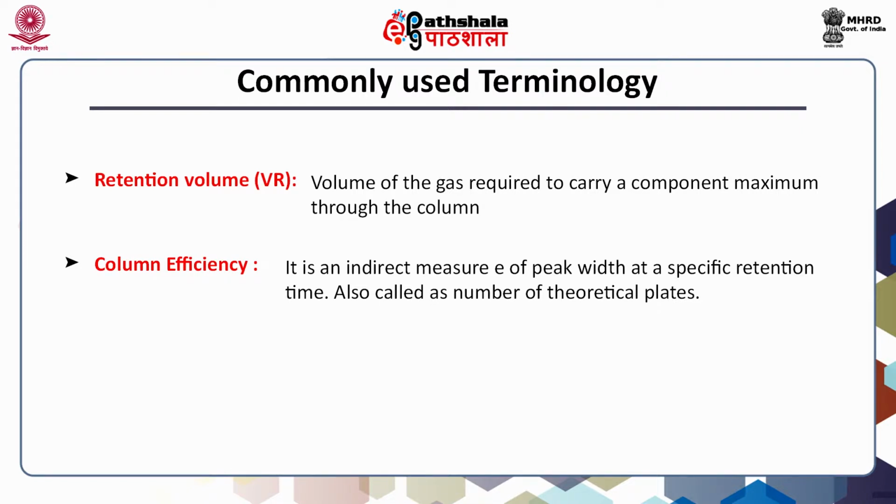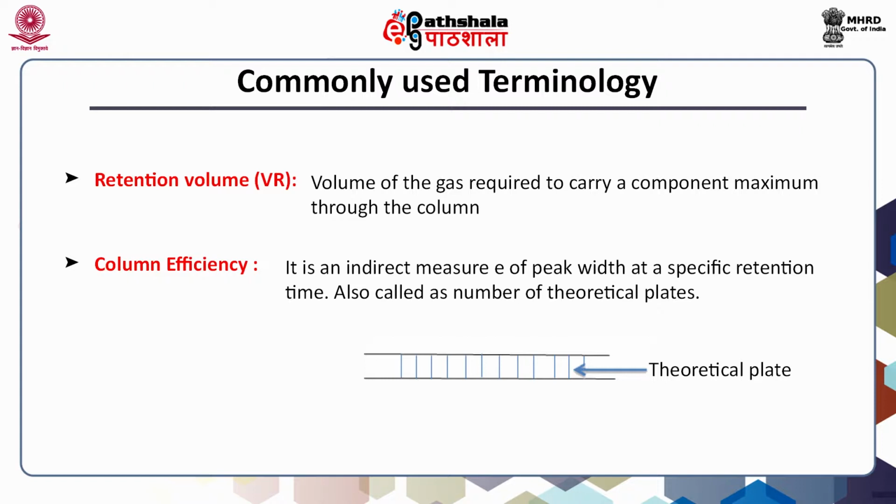Now, this column efficiency is basically an indirect measure of peak width at a specific retention time. Column efficiency is found by way of theoretical plates, and as the name indicates, these are theoretical. That means when the number of theoretical plates of any column is very high, then the efficiency of that column is also considered very high.